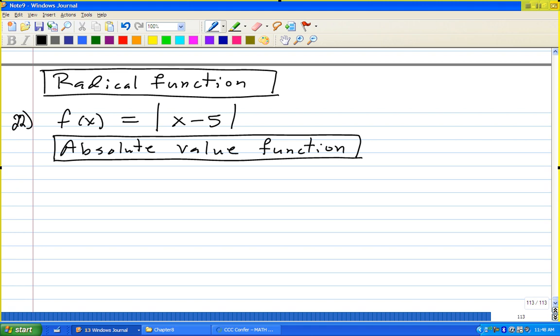24. f of x equals 3x to the 2/3. Okay, so since this is some x to a power, we'll call this a power function.